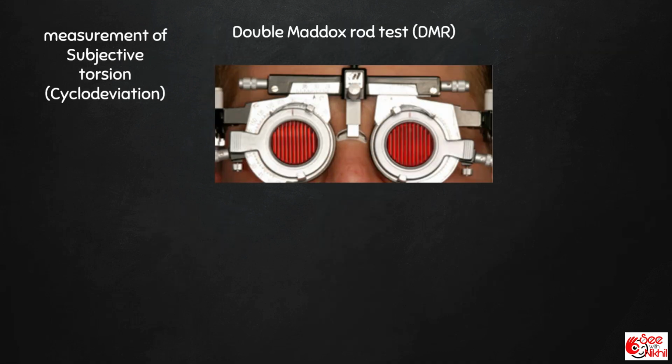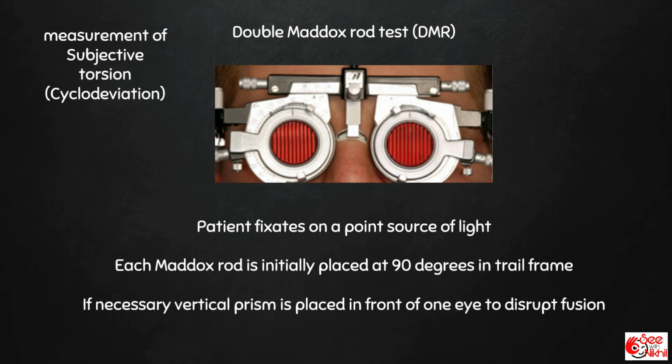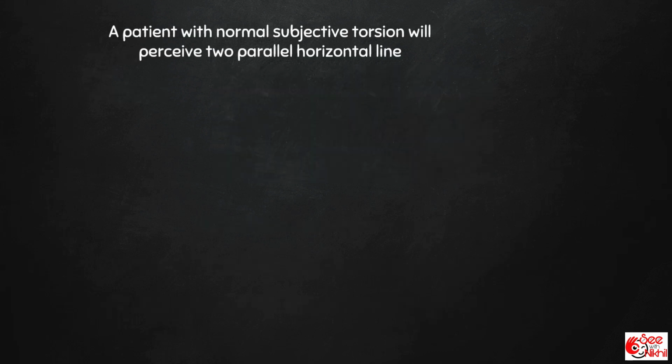Subjective torsion can also be measured. For this, double Maddox rod test is used, in which the patient fixes on a point source of light. Each Maddox rod is initially placed at 90 degrees in the trial frame. If necessary, a vertical prism is placed in front of one eye to disrupt fusion. A patient with normal subjective torsion will perceive two parallel horizontal lines.